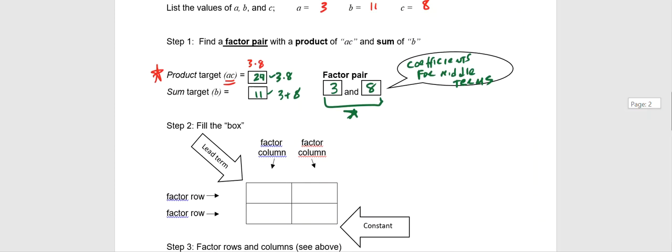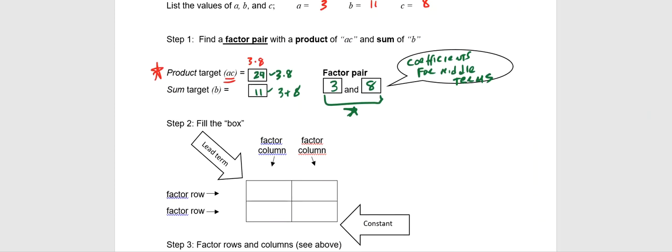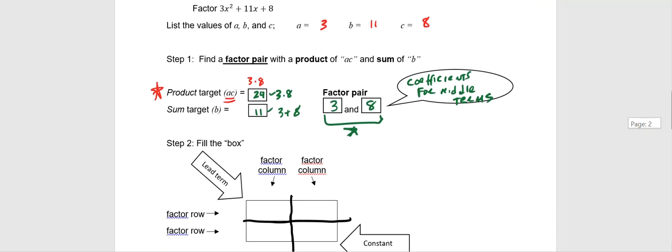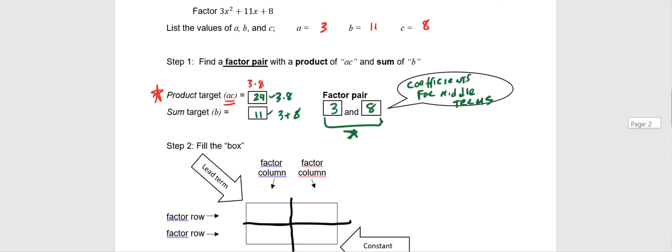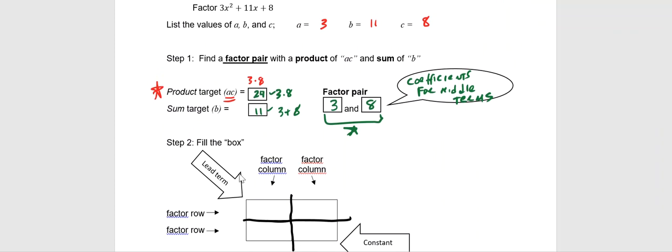So first thing we want to recognize is in this box, and by the way, you don't need to draw this fancy box. You're just going to basically do something like this, in which you have 4 corners. It's important for you to know that the upper left always has to be filled with the lead coefficient of your original trinomial. So in this case, that's going to be 3x squared. The lower right has to always be filled with the constant of your original trinomial, so that's 8.